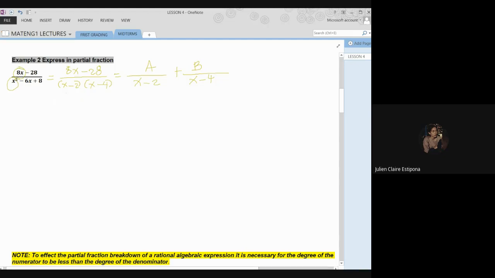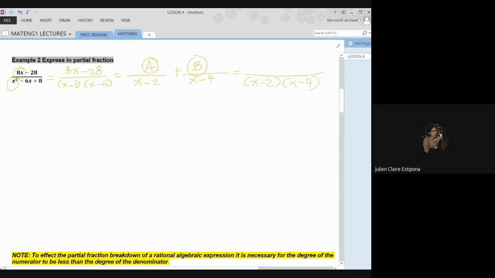So, to be able to express that, let us have this one, the constant. Let us represent it as a and b. Okay, so if we are going to rewrite that one, let us just get the least common multiple of the denominator, which is x minus 2 multiplied by x minus 4.